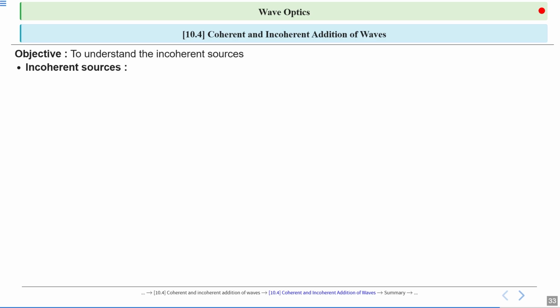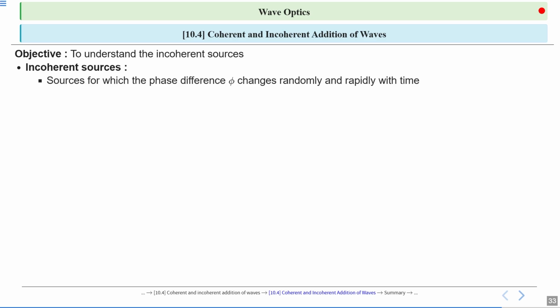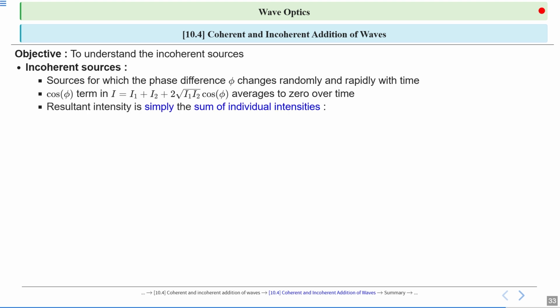Okay, so for incoherent sources, sources for which the phase difference phi changes randomly and rapidly with time, the cos phi term in I equal to I1 plus I2 plus 2 root I1 I2 cos phi averages to 0 over time. So the resultant intensity will be simply the sum of the individual intensities. That is, the term 2 root I1 I2 cos phi will be 0, and I1 plus I2 will remain as it is. So I will be equal to I1 plus I2. This is simply the formula for intensity in the case of incoherent sources.